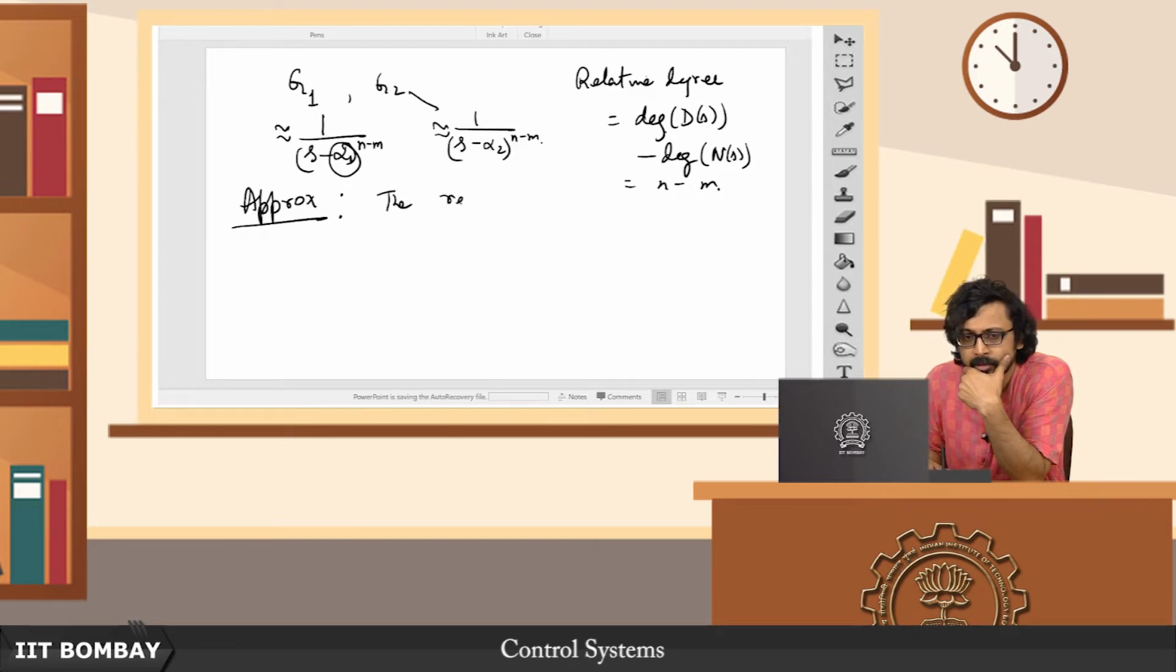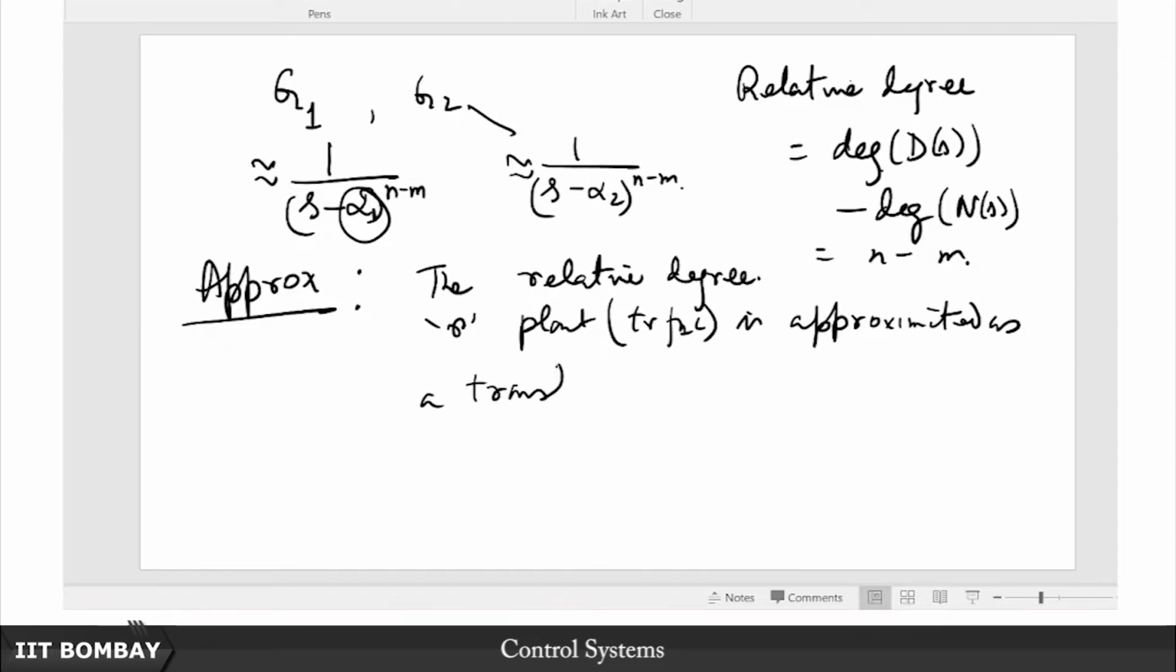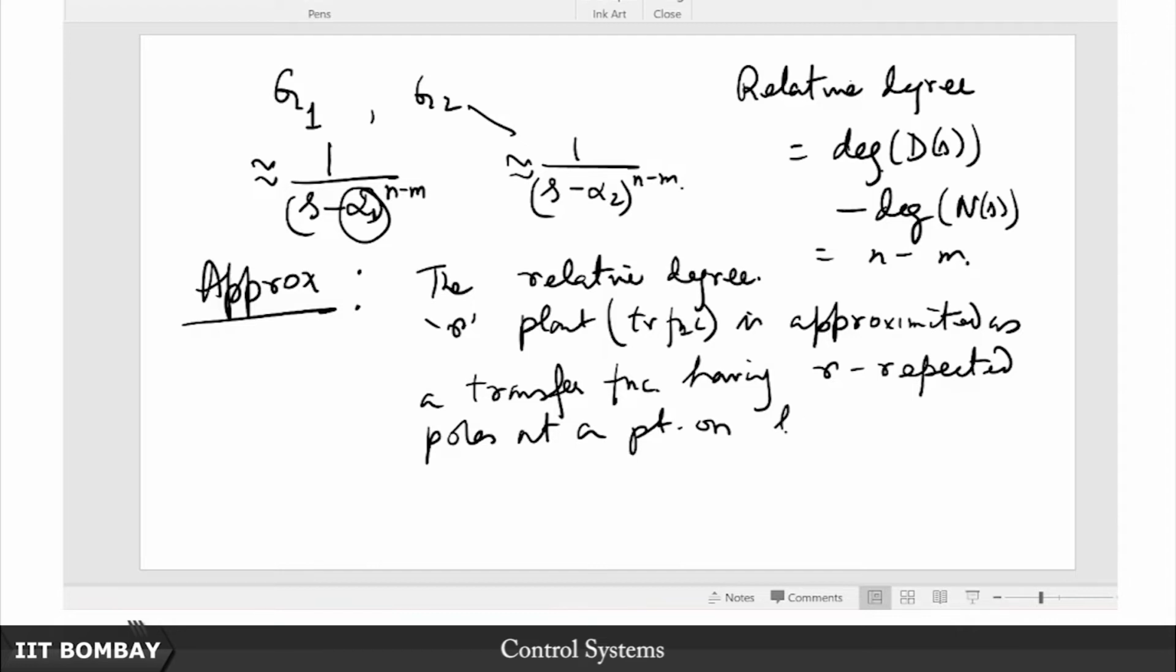the relative degree R plant or transfer function is approximated as a transfer function having R repeated poles at a point on the real axis. And how are we going to do this?